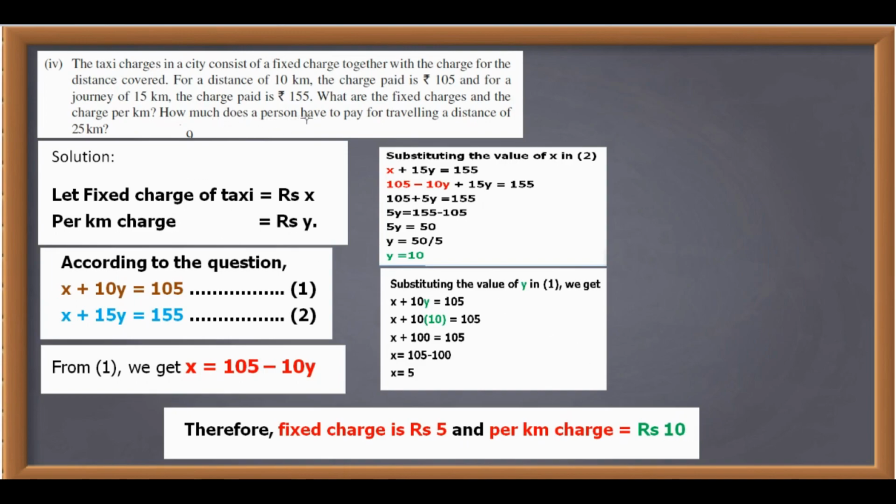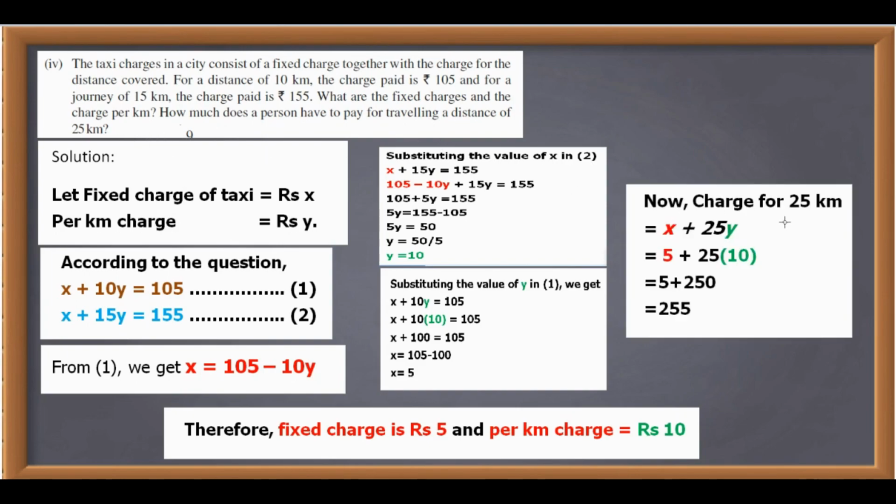So they're also asking to find what the person has to pay for traveling a distance of 25 kilometers. So for 25 kilometers distance, it is 25y, and x is the fixed charge. So x is 5 rupees, already what we got from previous calculation. 25 is the distance they have given in the question to us. Y is 10 rupees. So 5 plus 25 times 10. 25 times 10 is 250. 5 plus 250 is 255. So person has to pay 255 rupees for traveling a distance of 25 kilometers.